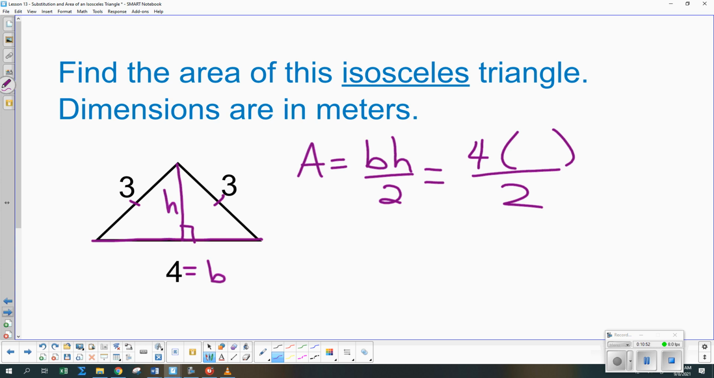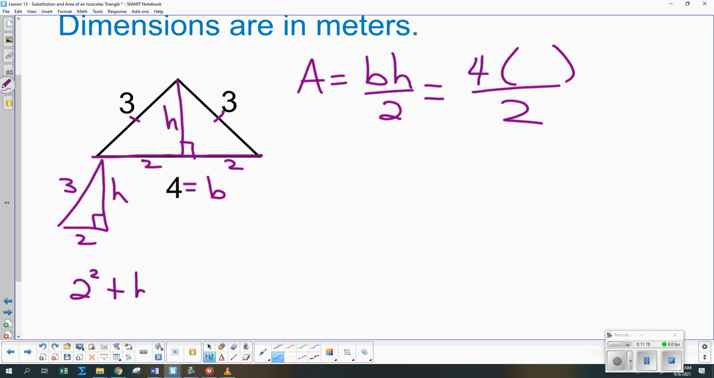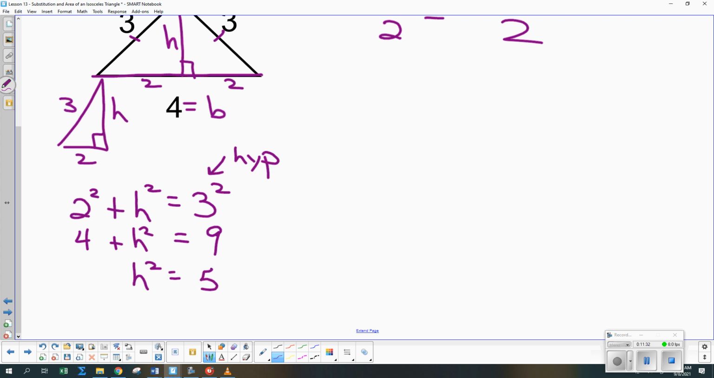To get that h, I'm going to look at one of those little triangles separately. If this was 4, I know I've just split this into 2 pieces, 2 and 2. Here's the h I want, and I have this right triangle. When you know two sides of a triangle, you simply use Pythagorean theorem to get the other one. So 2 squared plus h squared is 3 squared. The one by itself must always be the hypotenuse. So 9 is h squared plus 4. That means h squared is 5 when I subtract 4 from both sides. So that means that h is the positive square root of 5.